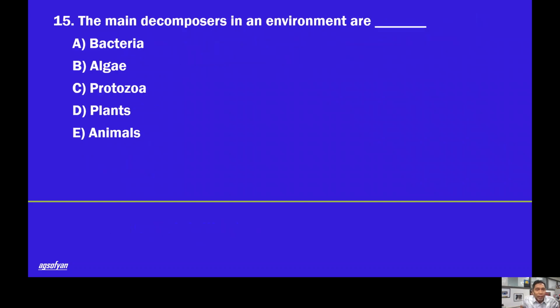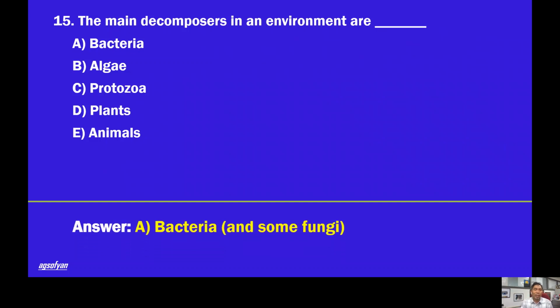Number 15. The main decomposers in an environment are A. Bacteria, B. Algae, C. Protozoa, D. Plants, E. Animals. Choose your answer. Yes, the answer should be bacteria. Bacteria and some fungi are the decomposers in our environment. They decompose dead living materials into nutrients for plants.